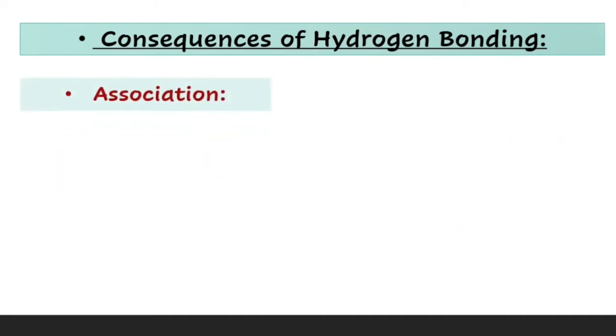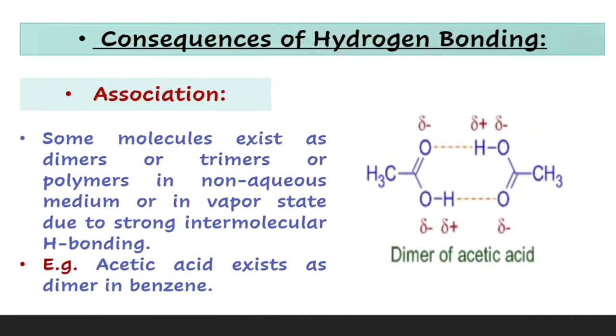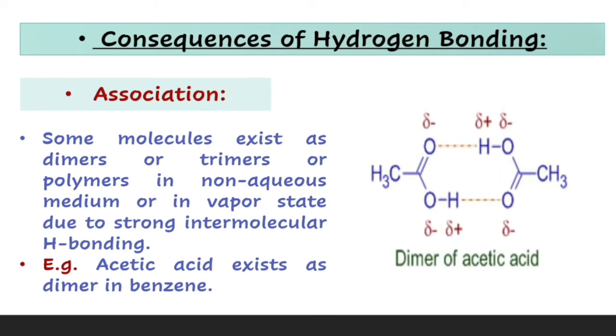The other one is association. When we talk about association, that means two molecules coming together, associating themselves, and this may give rise to an abnormal molecular mass. Some molecules exist as dimers or trimers or polymers in non-aqueous medium or in vapor state due to strong intermolecular hydrogen bonding. An example is acetic acid, which exists as a dimer in benzene. The molecular mass of acetic acid is 60, but when it is dissolved in benzene, it forms a dimer, and the molecular mass that we observe in this case comes out to be 120 grams. So this is because of hydrogen bonding.